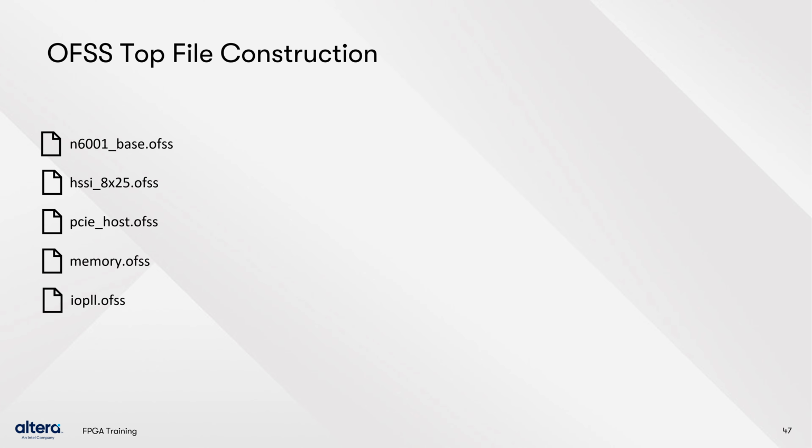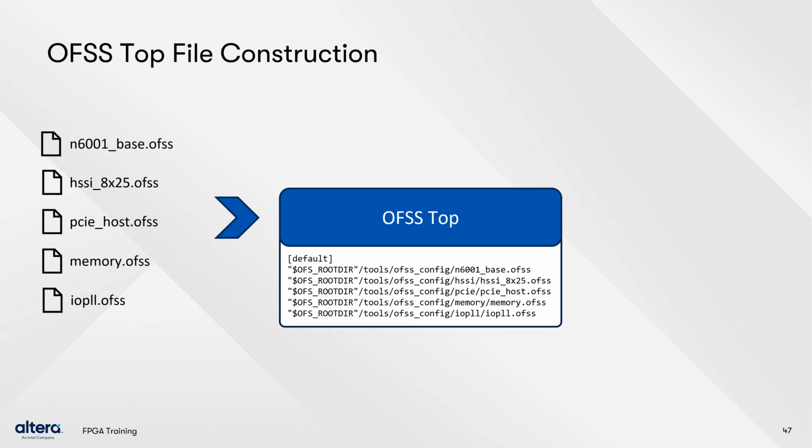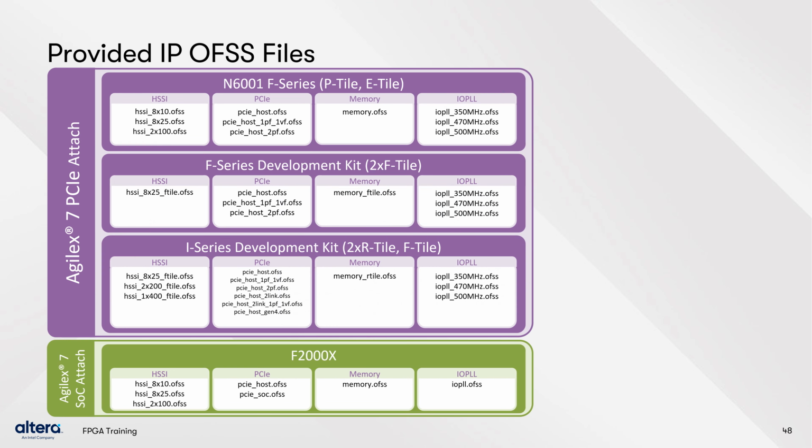There is one more optional step during OFS settings file construction, which is the creation of a top-level OFSS file. A top-level settings file is defined by a default header followed by the paths to all of the individual settings files you wish to incorporate during the build flow. You can then save this as a single top-level OFSS file, which can be called when you run the build script. The OFS source repositories contain many pre-provided OFS settings files which you can leverage to make custom designs.